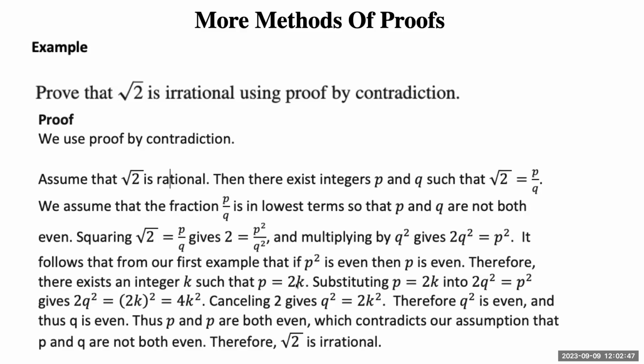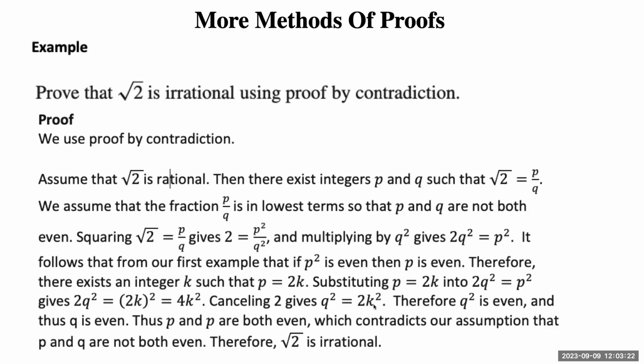Therefore, there exists a k such that p equals 2k because p is even. That's our definition of even. So we're going to go to this formula, 2q squared equals p squared, and where there's a p, we're going to substitute 2k. So now you have 2q squared equals (2k) squared, which is 4k squared. Notice now I could cancel 2 on both sides. So I divide 2q squared by 2 and 4k squared by 2, and I get q squared equals 2k squared.